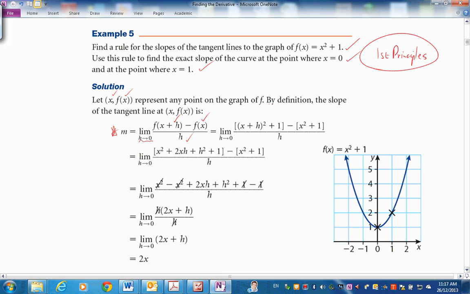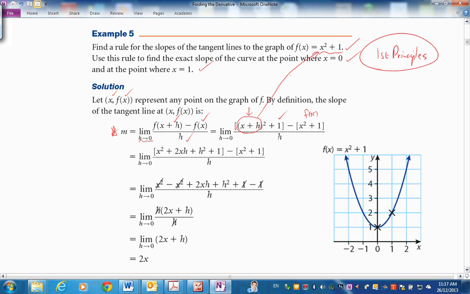Let's do it for our particular f. That means we've got to put x plus h in our function. Where's our function? Up here. So it's x plus h squared plus 1, minus f of x. Well, f of x is x squared plus 1. So this thing here is f of x plus h.